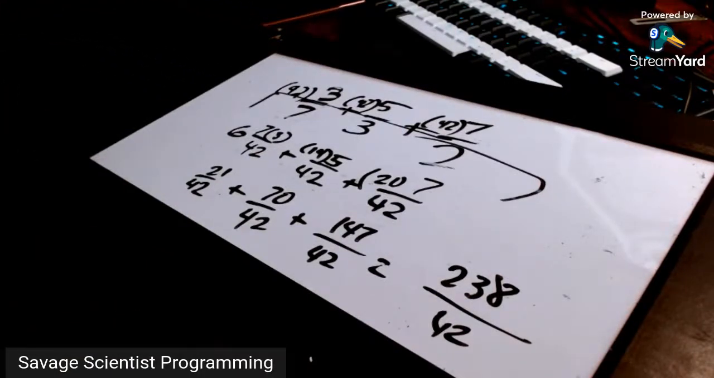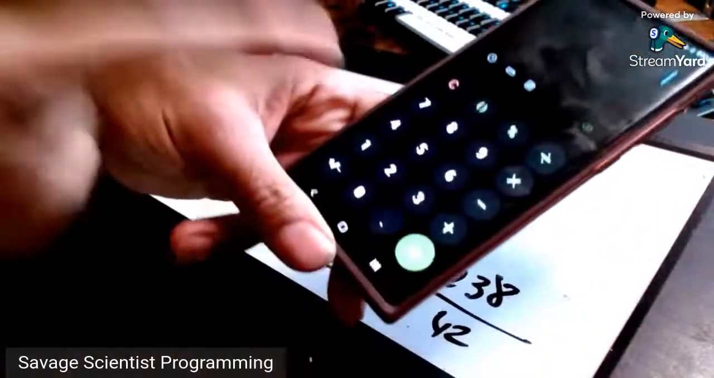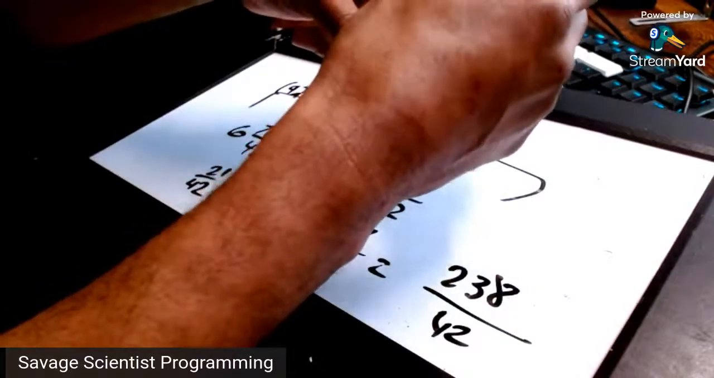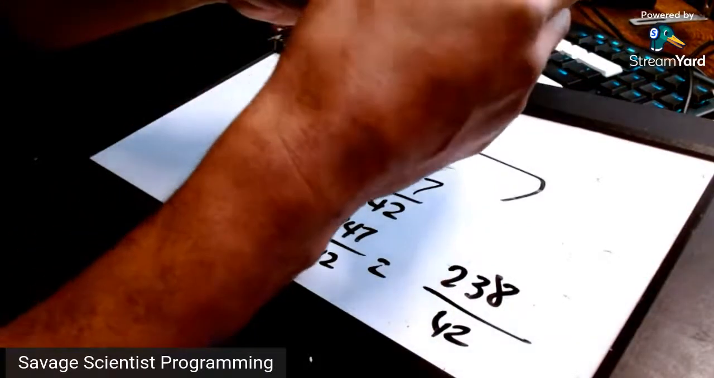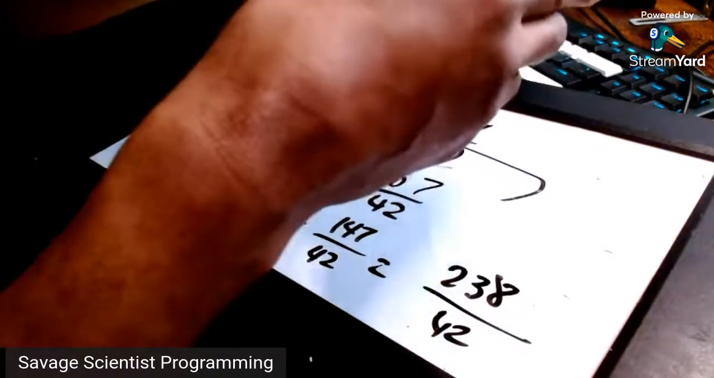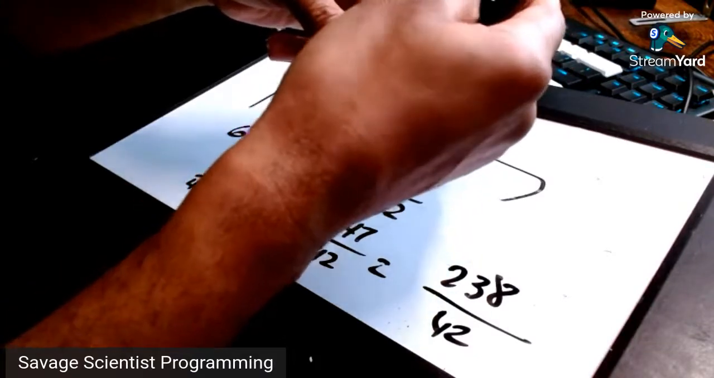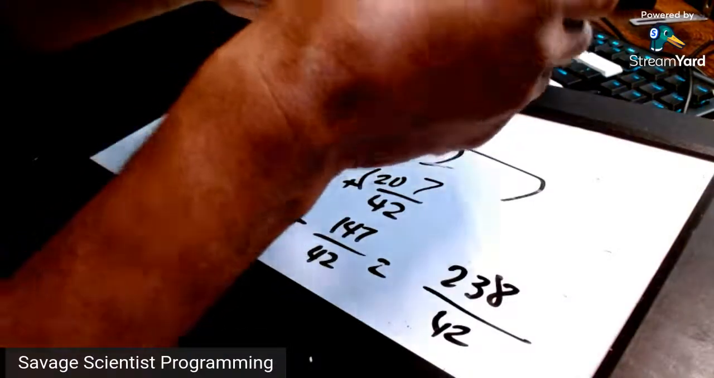So now let's see if this answer is the same thing you get in the calculator. So now, Samsung calculator app. Let's put this in the calculator. I'm starting off wrong right here. 3/7 plus 5/3 plus 7 halves.